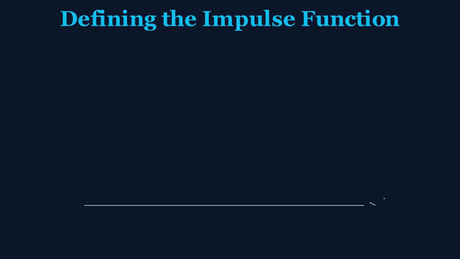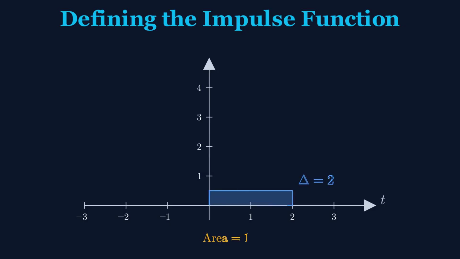The impulse function delta of t is perhaps the most unusual signal you will encounter. To define it, we start with a gentler version. Consider u sub delta of t, a ramp that rises from 0 to 1 over an interval of width delta. Its derivative, delta sub delta of t, is a rectangular pulse of height 1 over delta and width delta. The crucial property is that its area equals 1 regardless of how small delta is.